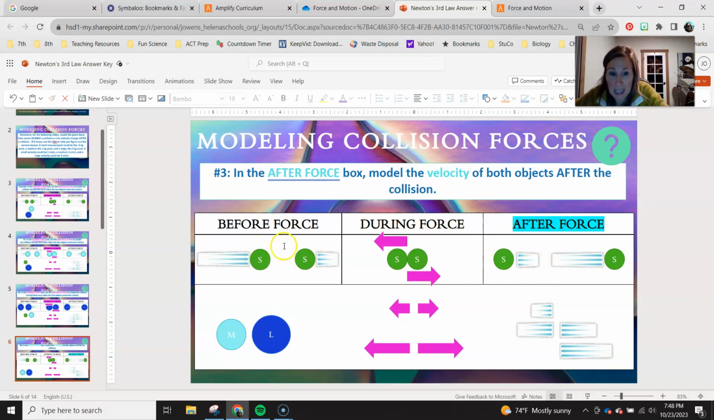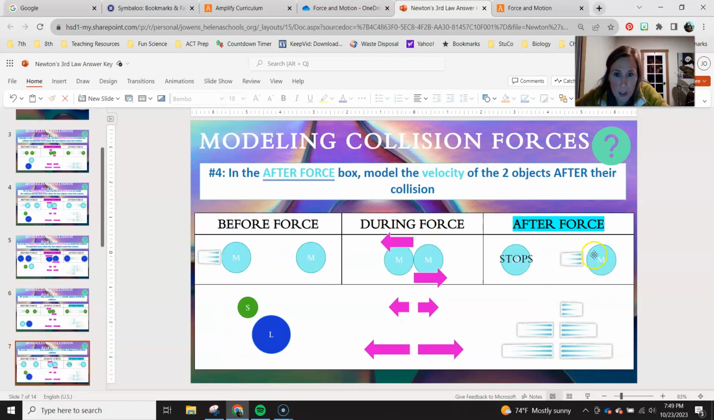So again, because these are the same mass objects, they're going to kind of switch velocities. This object was moving to the left with a small velocity. Now this one's going to be moving to the left with a small velocity. This one was moving to the right with a large velocity. Now this one's going to start moving to the right with a large velocity.